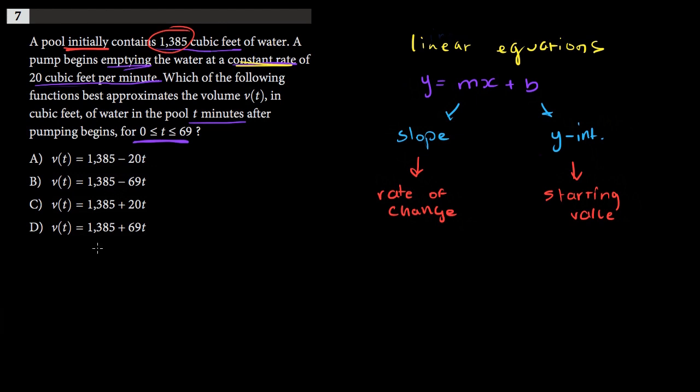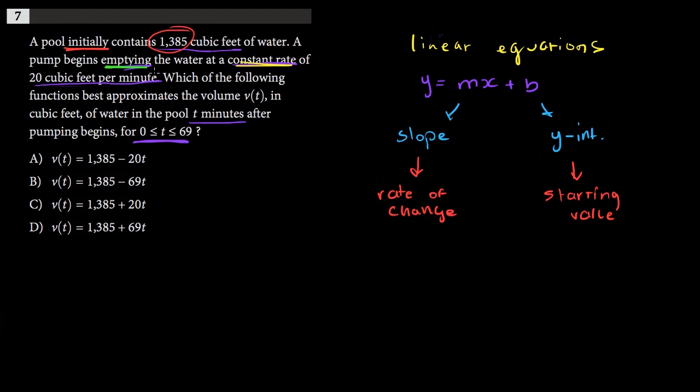And if you look at the answer choices, all of them have the y-intercept correctly. They've got it all correct in that domain. So now that must mean the rate of change is different for all these equations, right? And so if you look back at the question, it says a pump begins emptying the water at a constant rate of 20 cubic feet per minute.